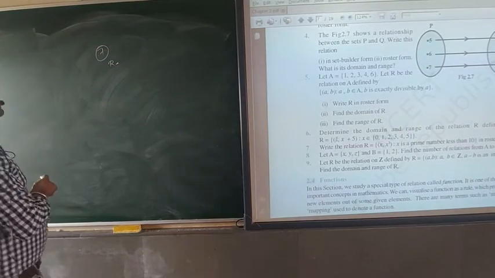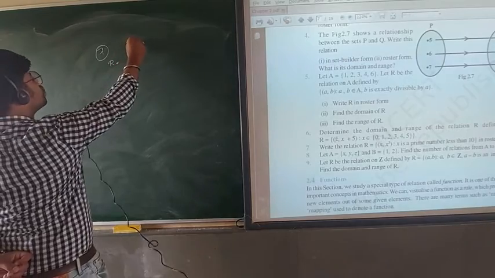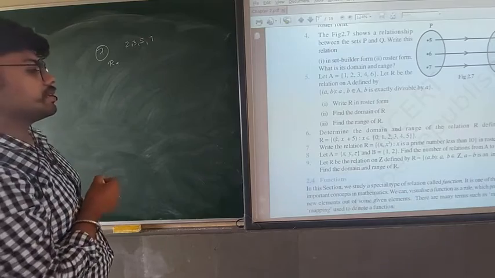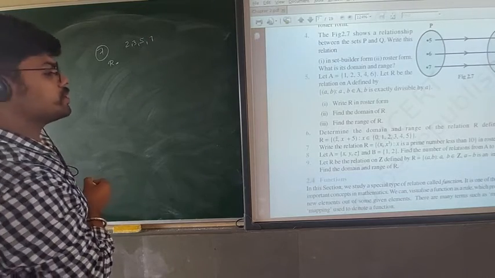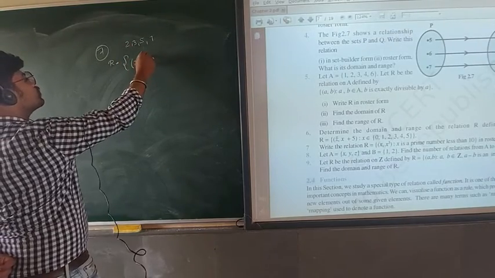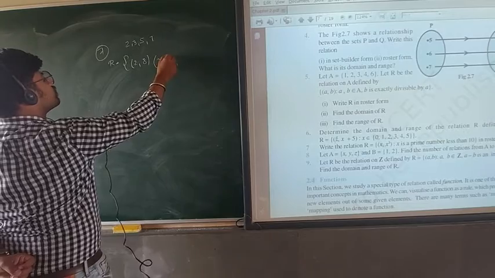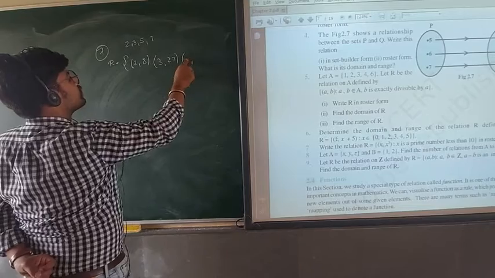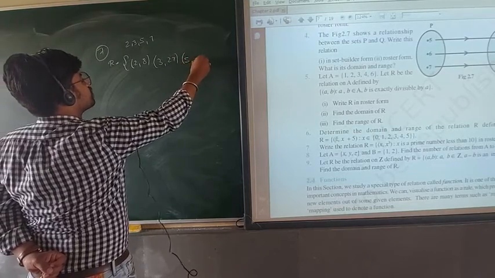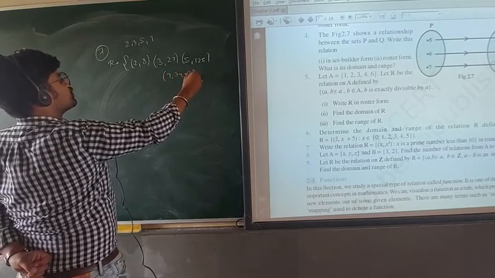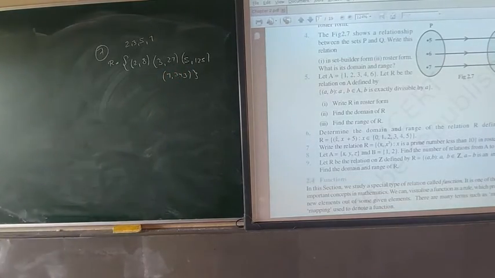Now what are the prime numbers less than 10? I think we all know: 2, 3, then 5 and 7. These are the 4 prime numbers less than 10. And (x, x cube) is there, which means you can write (2, cube of 2), (3, cube of 3), (4, cube of 4) is not there, (5, cube of 5) and (7, cube of 7). 343 will be the cube of 7. This is the answer in roster form.